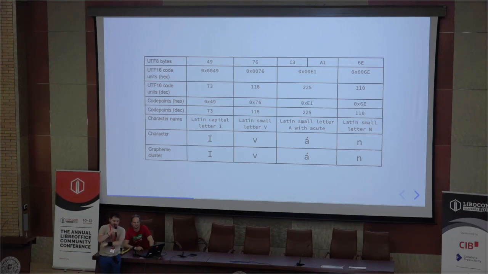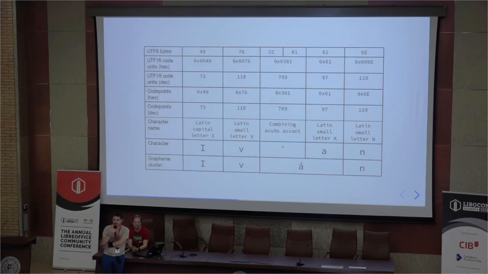Then that number is represented or encoded in different ways, such as UTF-16 or UTF-8. But if you want to make a mental model, you have to work with code points. And then later, when you're doing the coding, you worry about the encoding. That's one of the very important things.